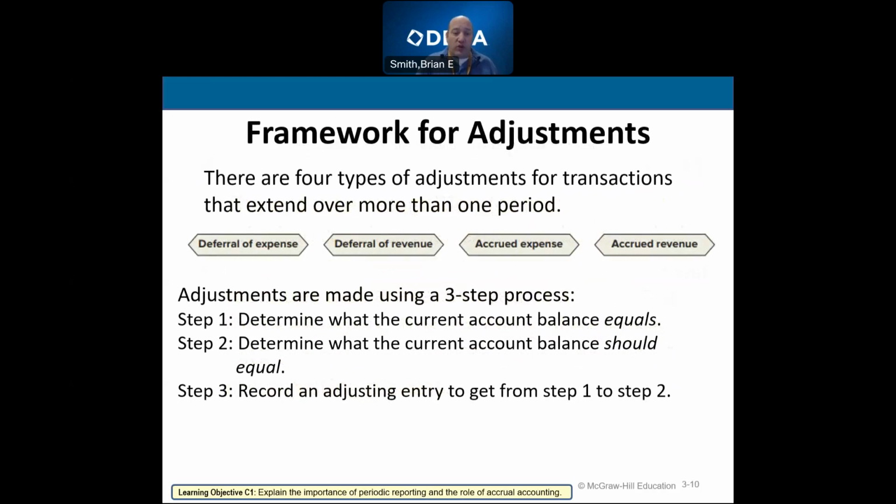All right, so we have 4 areas that we're going to focus on as far as adjustments go. We're going to look at deferral of expenses and revenues, and then accrual of expenses and revenues. So we're dealing with a lot of expenses and revenues.